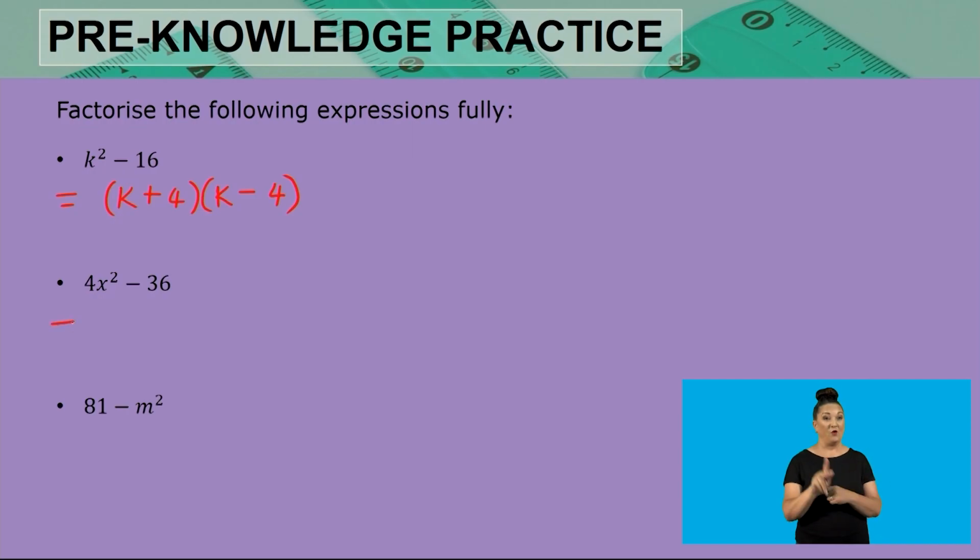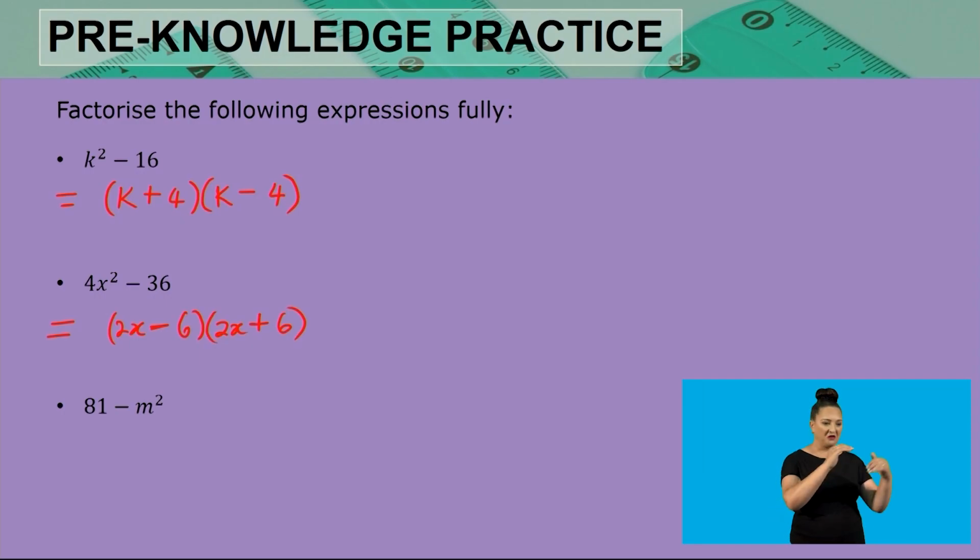Let's look at the next expression. We have 4x squared minus 36. 4x squared is a square number and 36 is a square number. So that's two brackets that are going to be similar. 2x multiplied by 2x gives us 4x squared. Then we have 6 multiplied by 6, and that gives us 36. Now, one bracket is going to be a subtraction and the other bracket is going to be an addition.